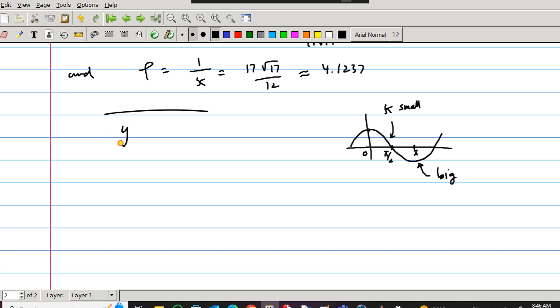So if I try another example, I can write y is equal to cosine x and maybe take the value x is equal to pi, at x equal to pi.